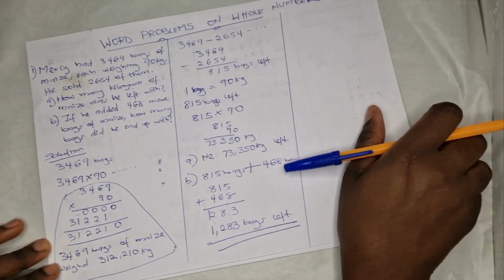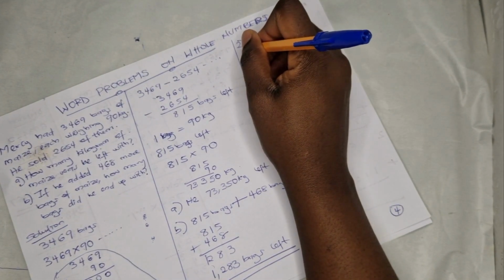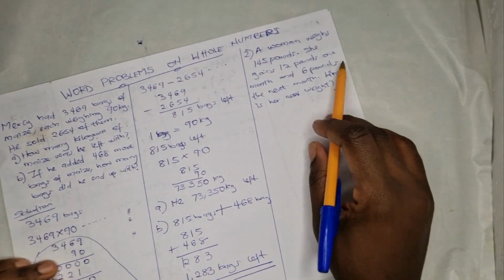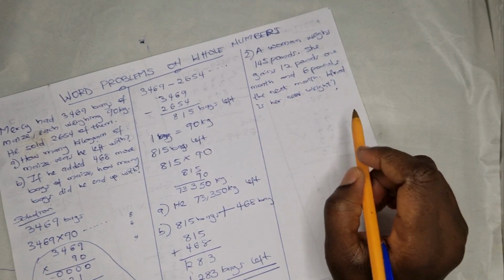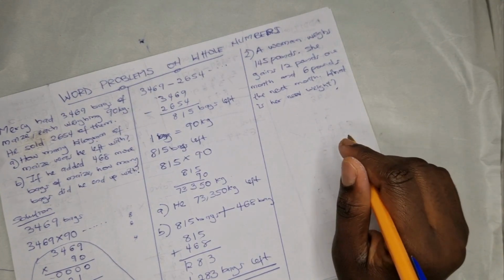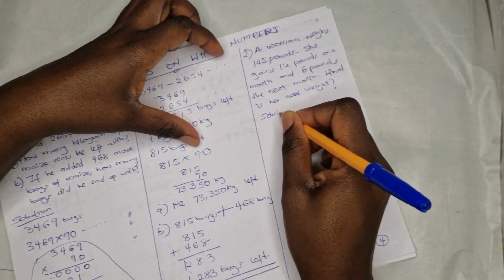So that is how to solve word questions. Let's solve one more before I give you 1 or 2 questions to solve. A woman weighs 145 pounds. She gains 12 pounds 1 month and 6 pounds the next month. What is her new weight? How do we calculate her new weight?